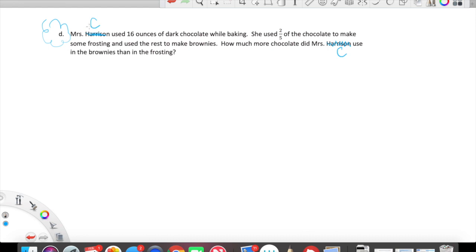Okay, so let's look at this. Mrs. C, that's me, used 16 ounces of dark chocolate while baking. I've not experimented with dark chocolate yet, just for the record.